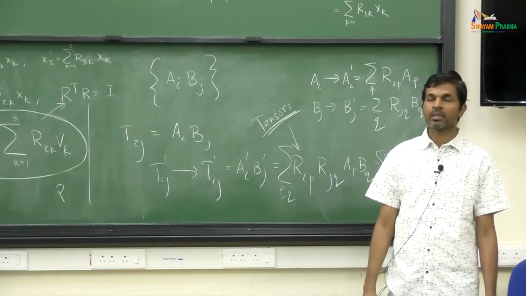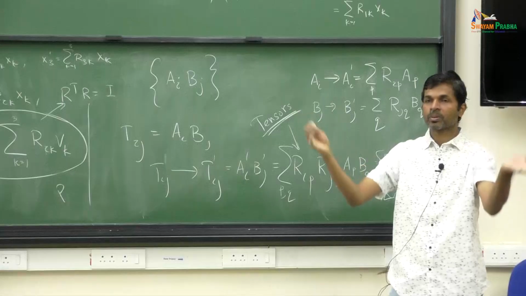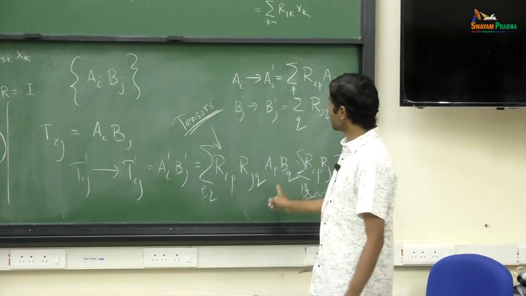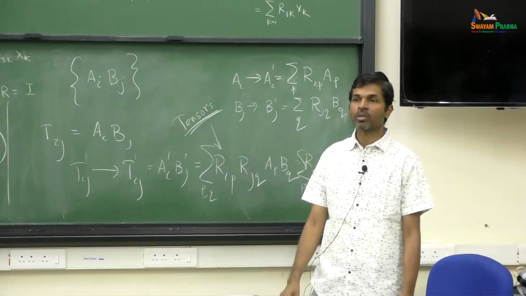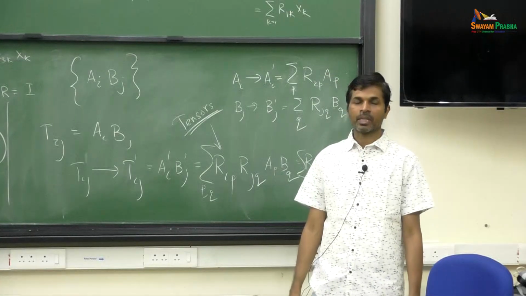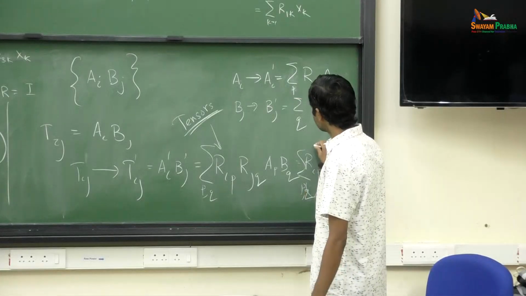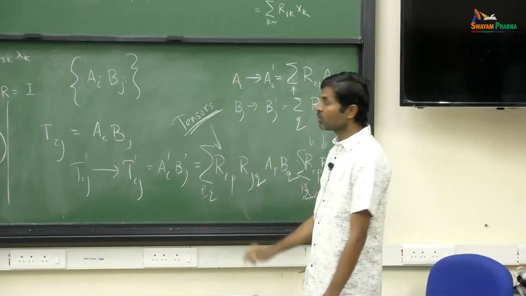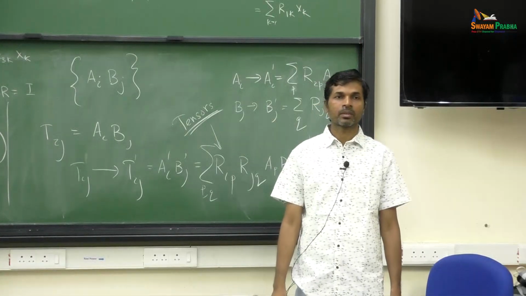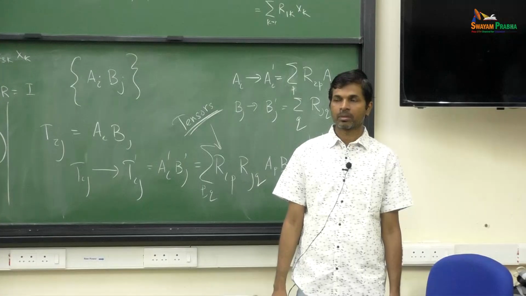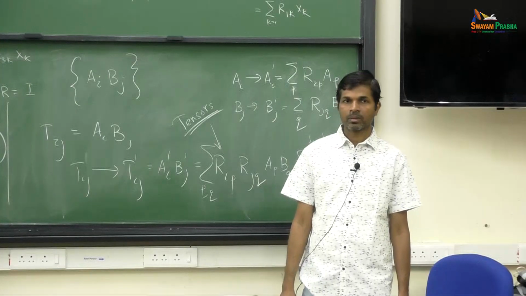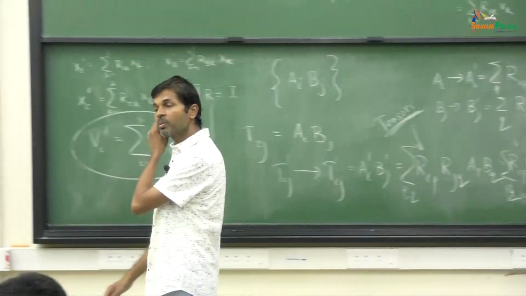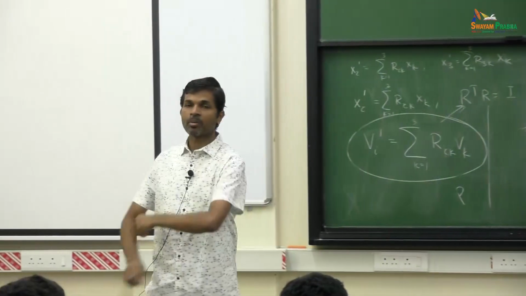Under rotation, if you have a set of, let's say, 9 quantities which transform this way, then they are called tensors. What is important to note here is that there are 2 R's here. If you have 2 R's, then you call this a tensor of rank 2.